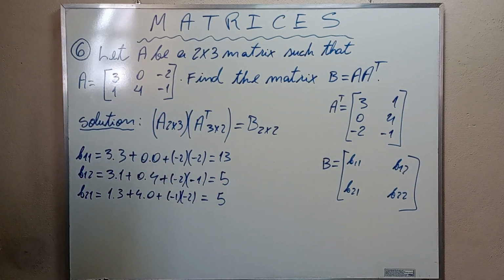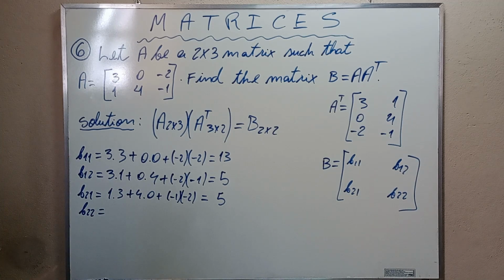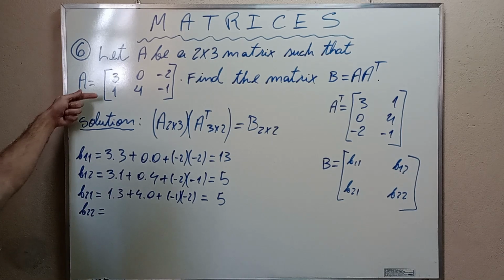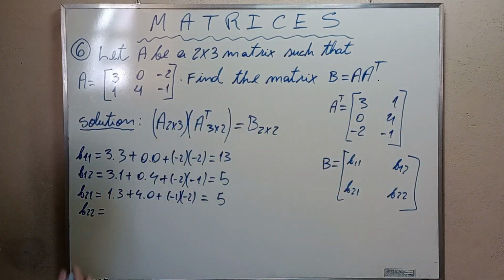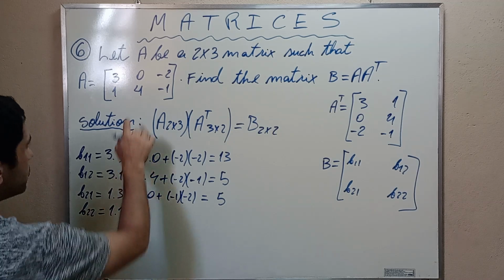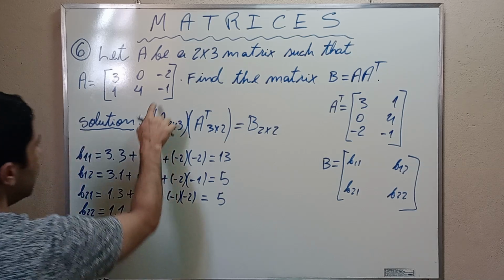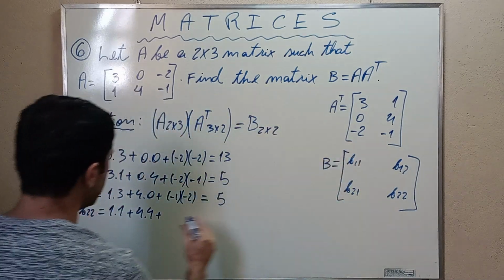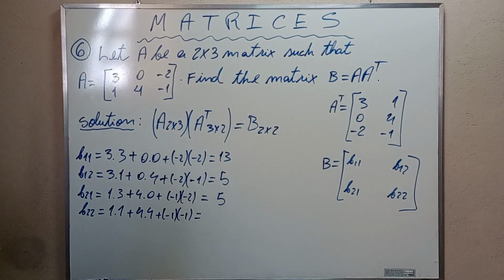And lastly, B22. B22 is going to be obtained from the multiplication of the second row of the first matrix with the second column of the second matrix. We are going to multiply this by this, okay? It is 1 times 1 plus 4 times 4 plus negative 1 times negative 1. Okay? And this is equal to 18.